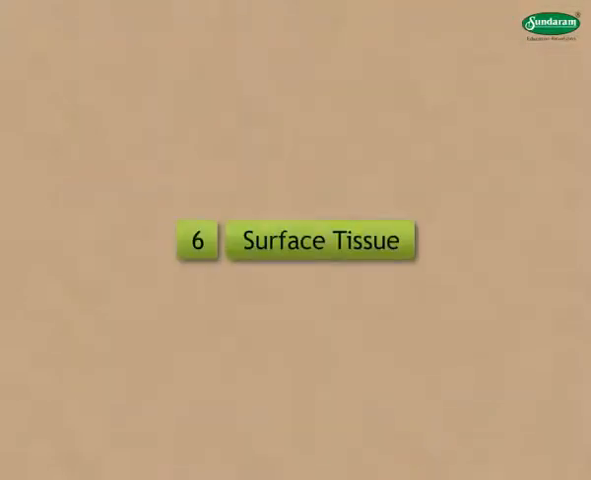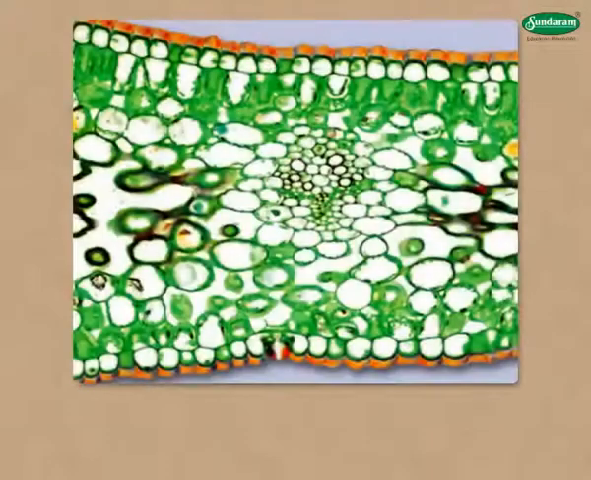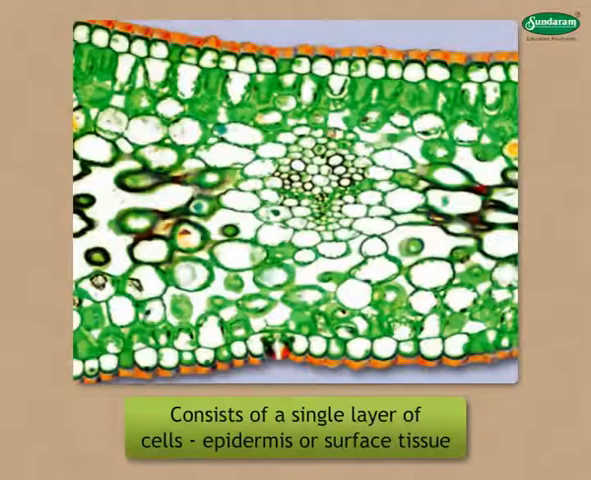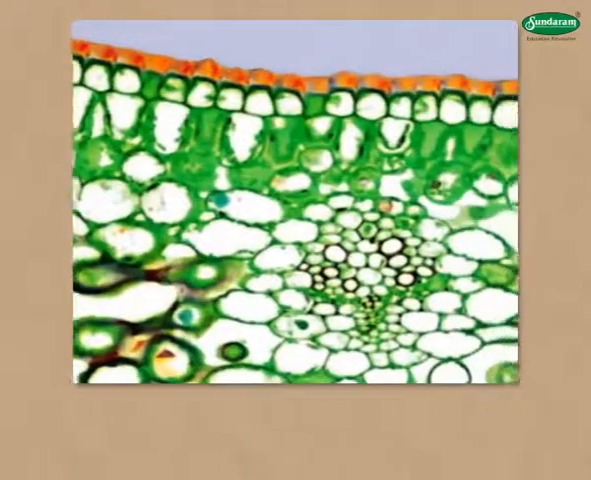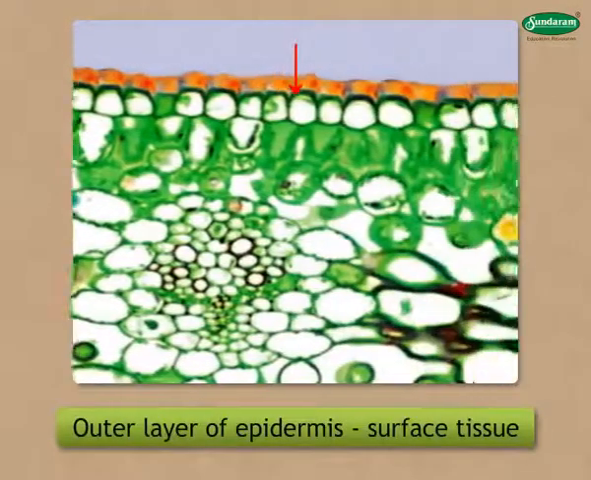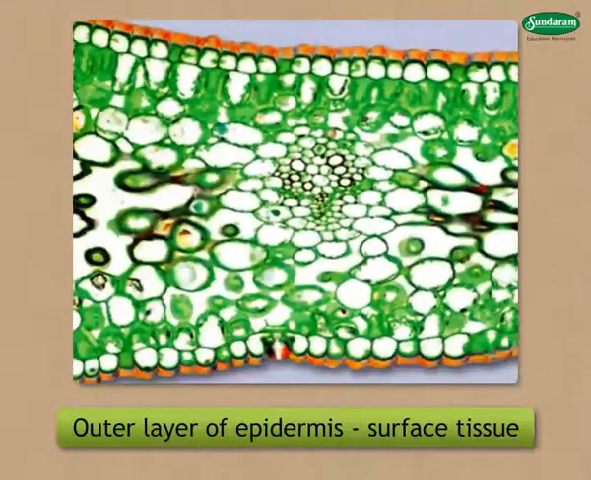6. Surface tissue. The entire surface of the plant consists of a single layer of cells called epidermis or surface tissue. The entire surface of the plant has this outer layer of epidermis. Hence, it is also called surface tissue.